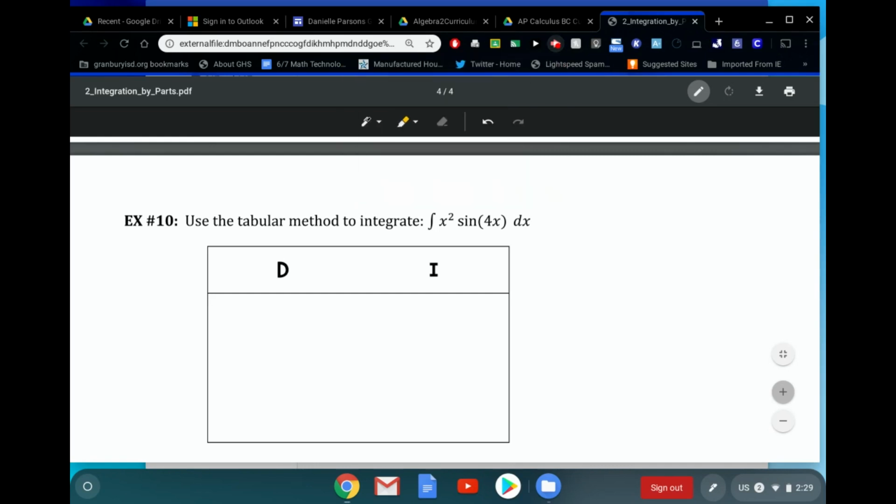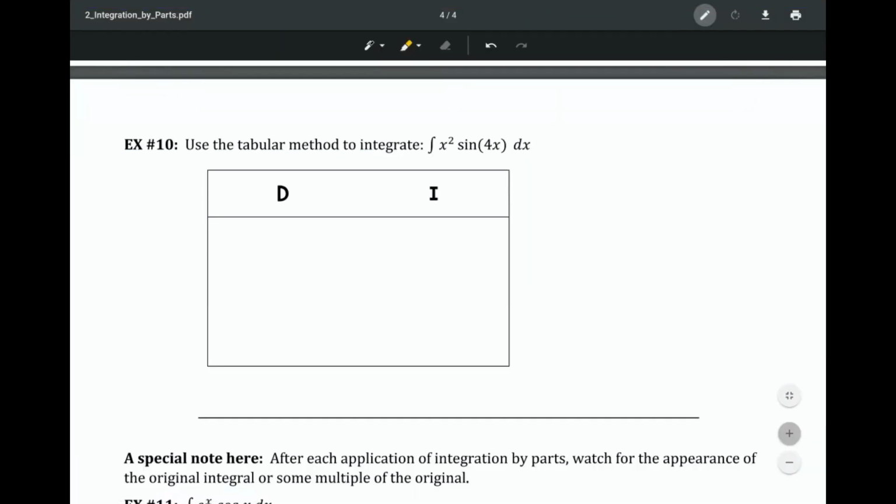All right, so continuing on with this example 10 right here. We're going to use the table method again to integrate x squared sine of 4x. Remember, they don't actually make space here for this, but you should at least write the signs on here. We start off with a positive, then a negative, then a positive, then a negative.